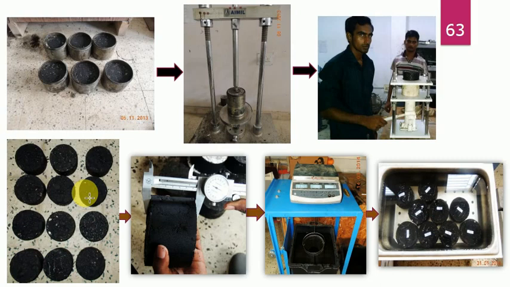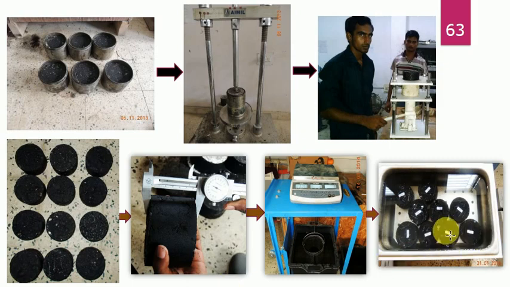Then the next step is determination of the specific gravity as well as the thickness, because the height is approximately 63.5 and the diameter is 100 to 101. You have to calculate how much difference there is in the height as well as the diameter. Then you have to calculate the specific gravity of the compacted specimen, so that you can calculate the volume of air void in that mix.